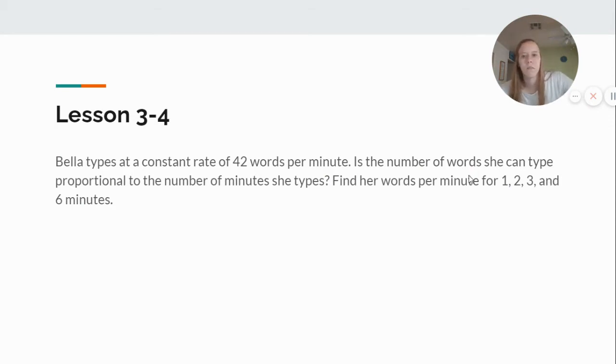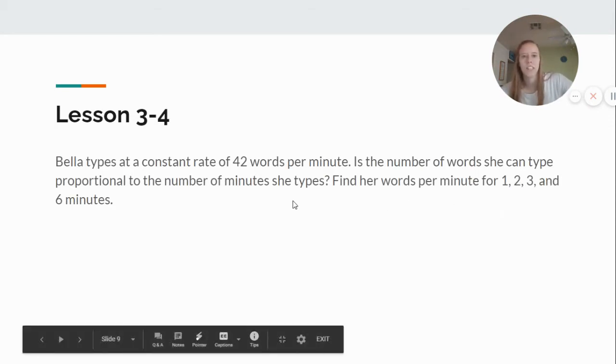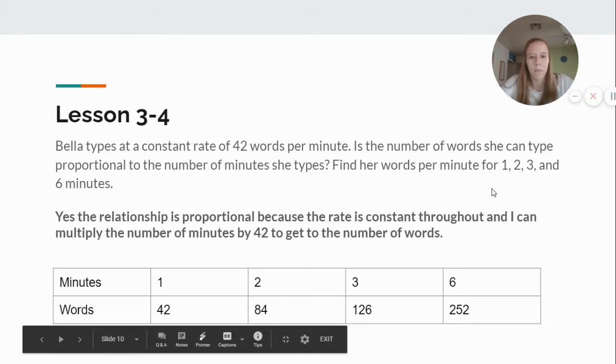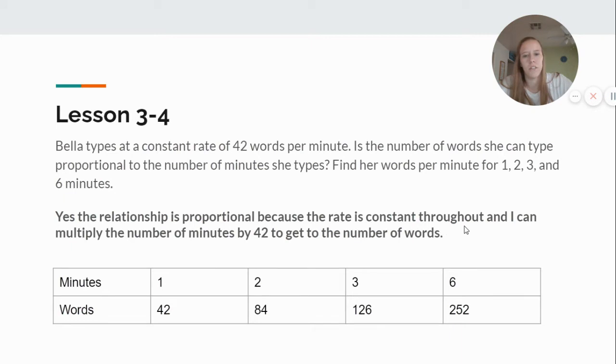So her words per minute for 1 minute is always going to be 42. So words per minute, 1 is 42, 2 is 84, 3 is 126, 6 is 252. All right, and so then we know they're proportional because the rate is constant throughout. Multiply the number of minutes by 42 to get to the number of words.